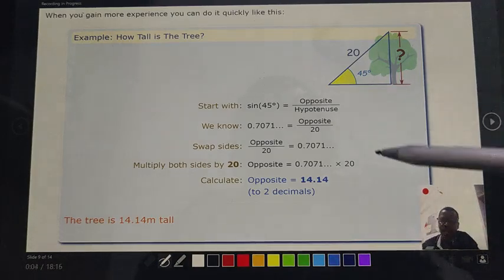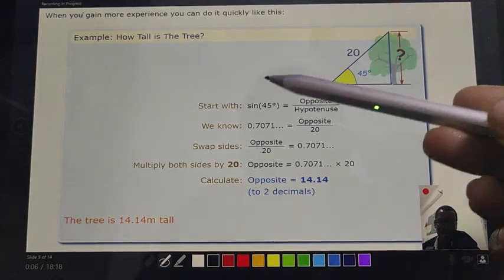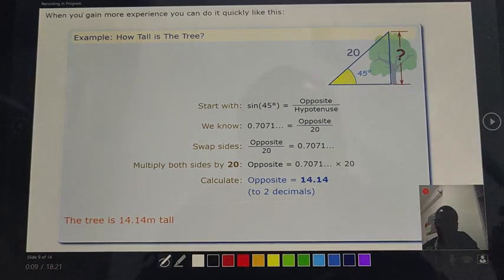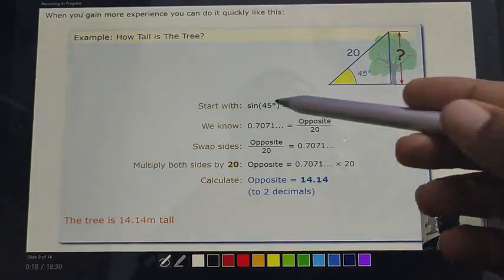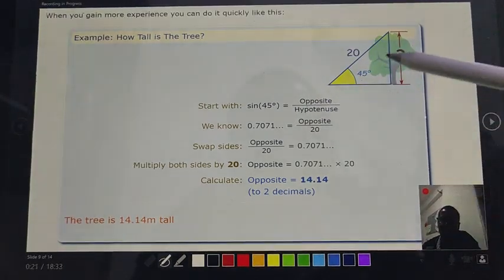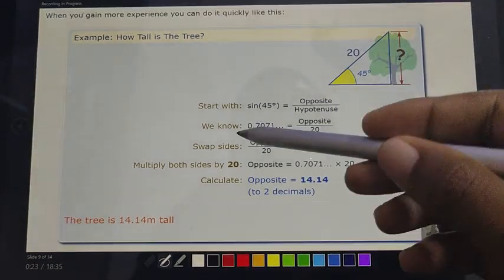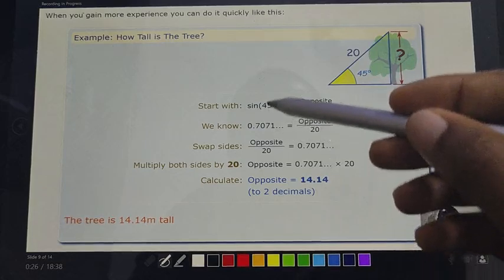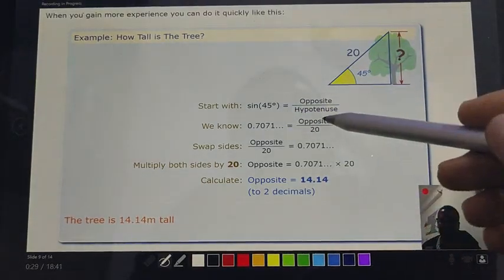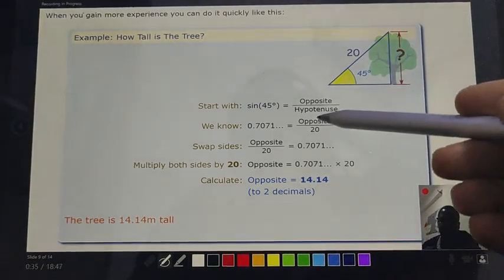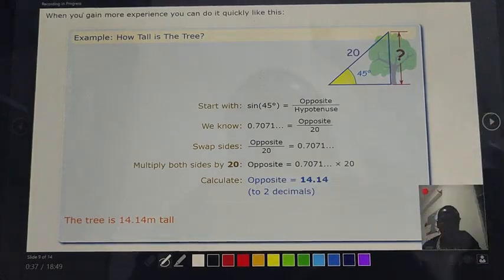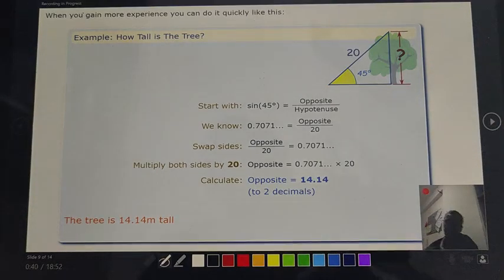You can do that in a simpler way. There we were just showing each other how you can do it slowly. But in this case, you can just say sine 45 is equal to opposite over hypotenuse. The hypotenuse is 20. So you substitute sine 45, and you substitute the size of the hypotenuse with 20, and you make the opposite the subject of the formula. Then you use your calculator. It means the tree is 14.14 meters tall.